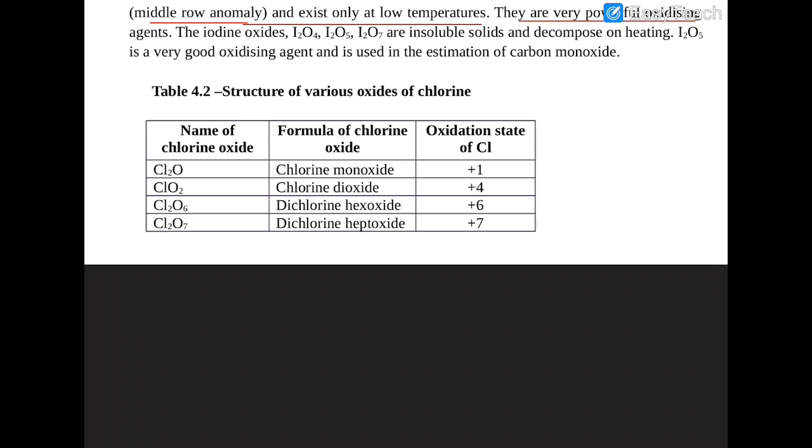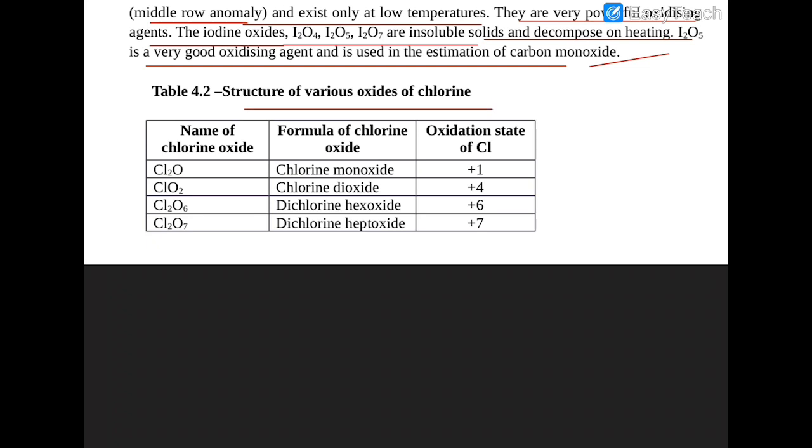They are very powerful oxidizing agents. The oxides of iodine are insoluble solids and decompose on heating. I2O5 is a very good oxidizing agent and is used in the estimation of carbon monoxide. Okay, sure about that. Structure of various types of oxide: Cl2O, ClO2, Cl2O6, Cl2O7. That is chlorine monoxide, chlorine dioxide, chlorine hexoxide, and chlorine heptoxide.